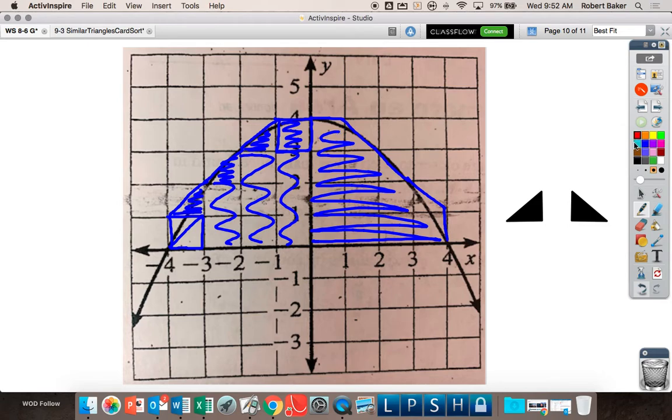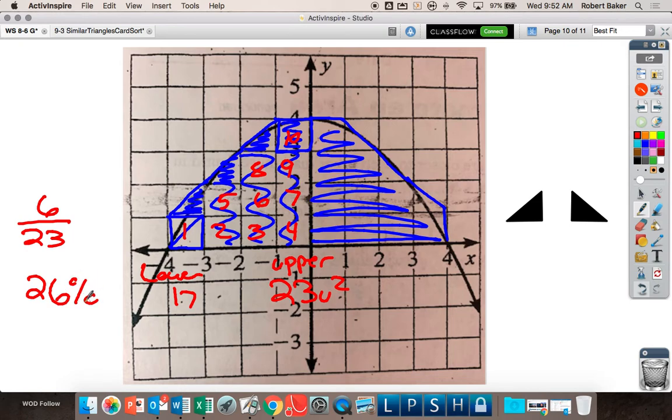We're trying to count those. 1, 2, 3, 4, 5, 6, 7, 8, 9, 10, 11 and a half, which would be 23. So our upper estimate is 23. Our lower estimate, 17. The relative difference between those, 6. And 6 over 23 is a 26% difference.